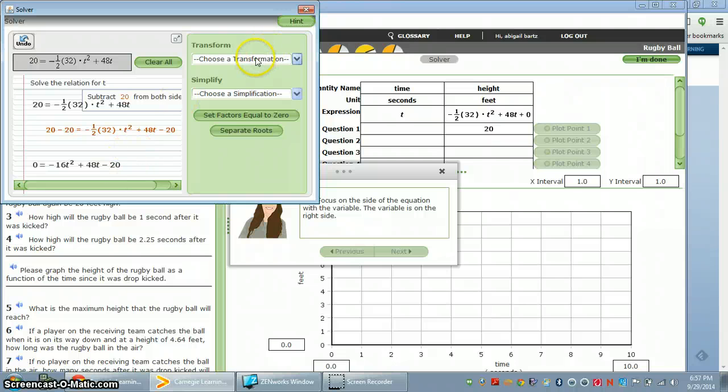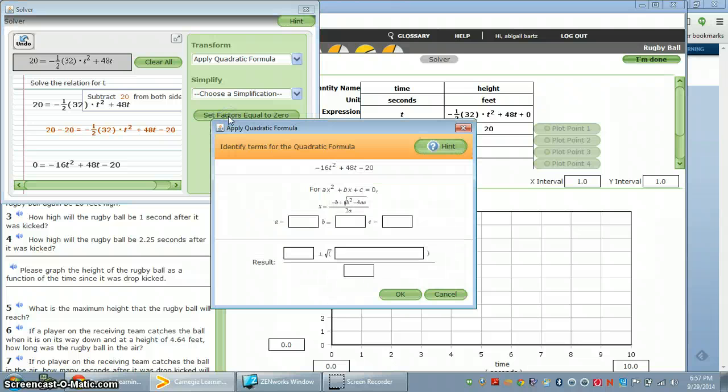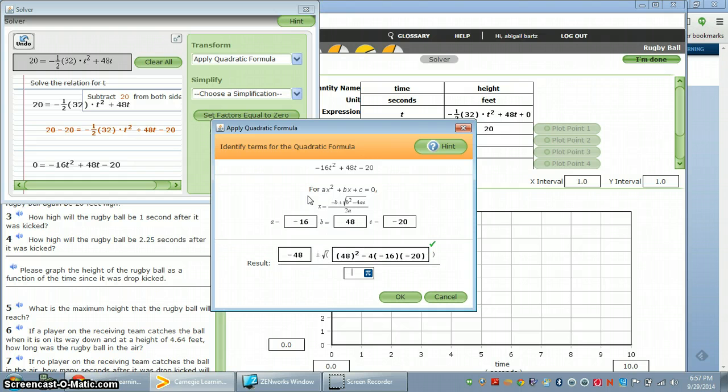So now that I'm here, I'm going to use the quadratic formula. And the a is 16, the b is 48, the c is -20. So the opposite of b is -48, plus or minus the square root of b squared, again I like to put it in parentheses, minus 4ac, all divided by 2a.